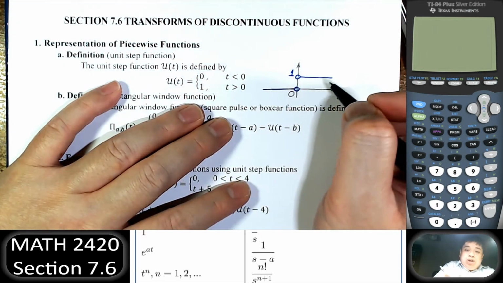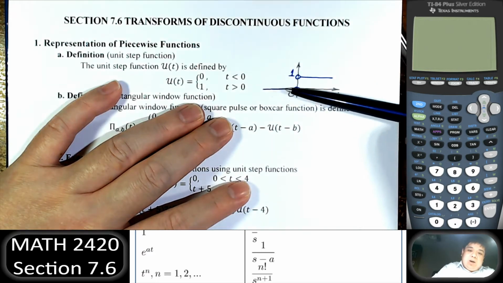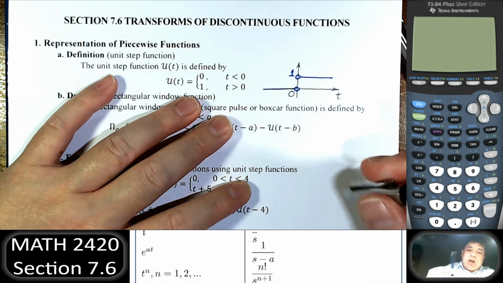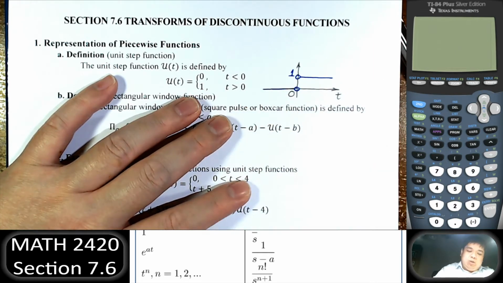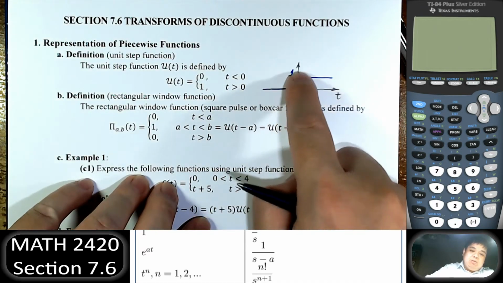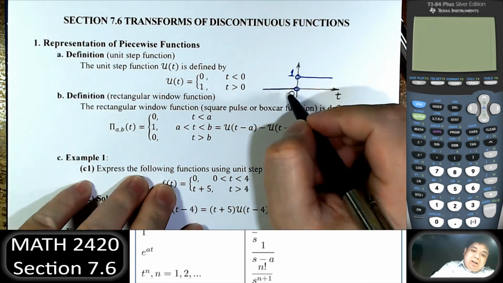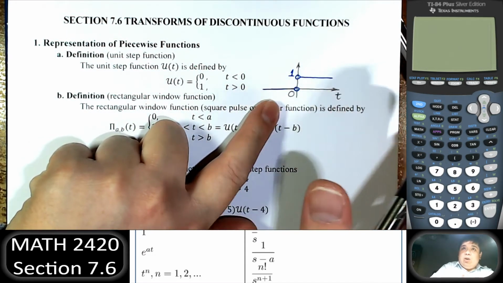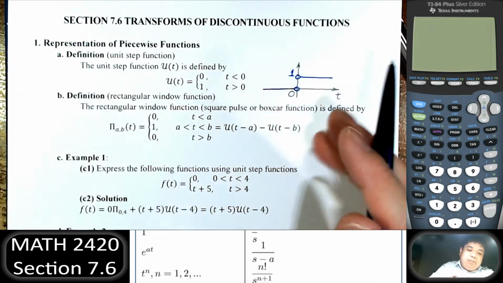And this is also a switch. When t is less than 0 the switch is off, and when t equals 0 we turn the switch on and the value is 1. So that is a switch. Anything left of 0 is 0, anything greater than 0 is 1.